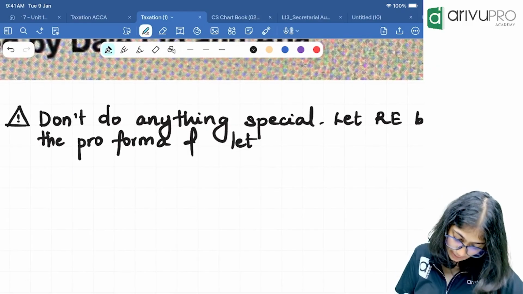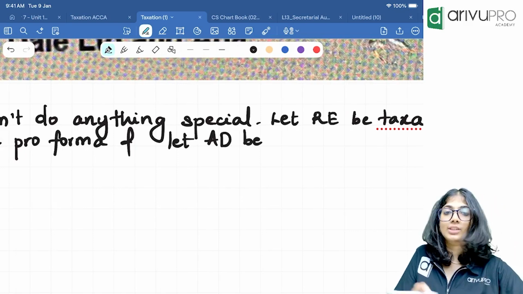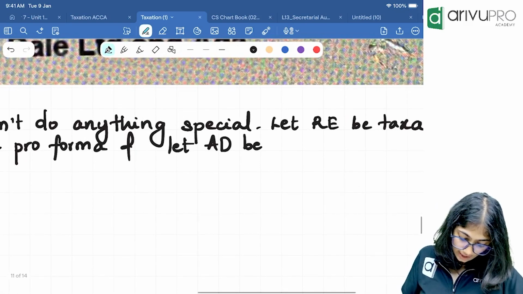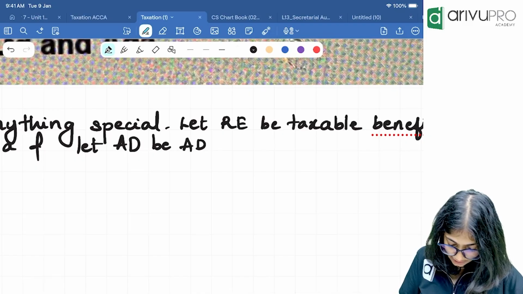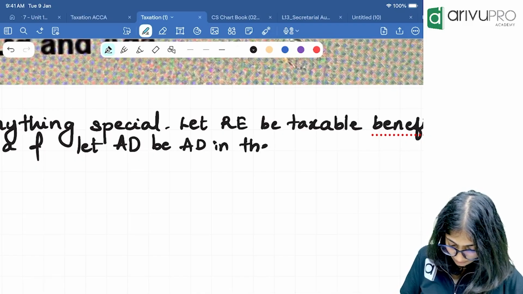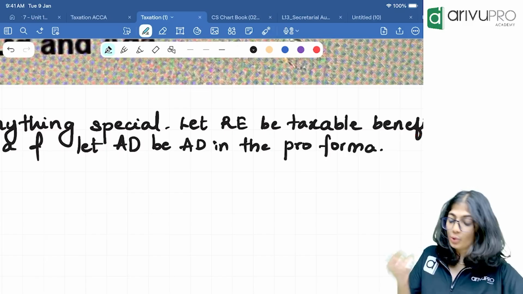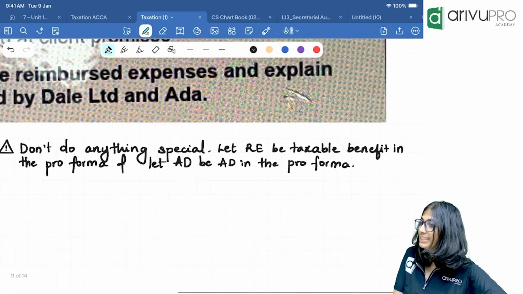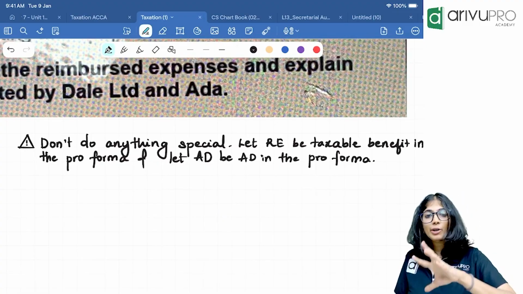What is the next one? Let allowable deductions be allowable deductions in the pro forma. The thing here is it gets netted off on its own. You don't need to do anything special. This is one way of handling it.